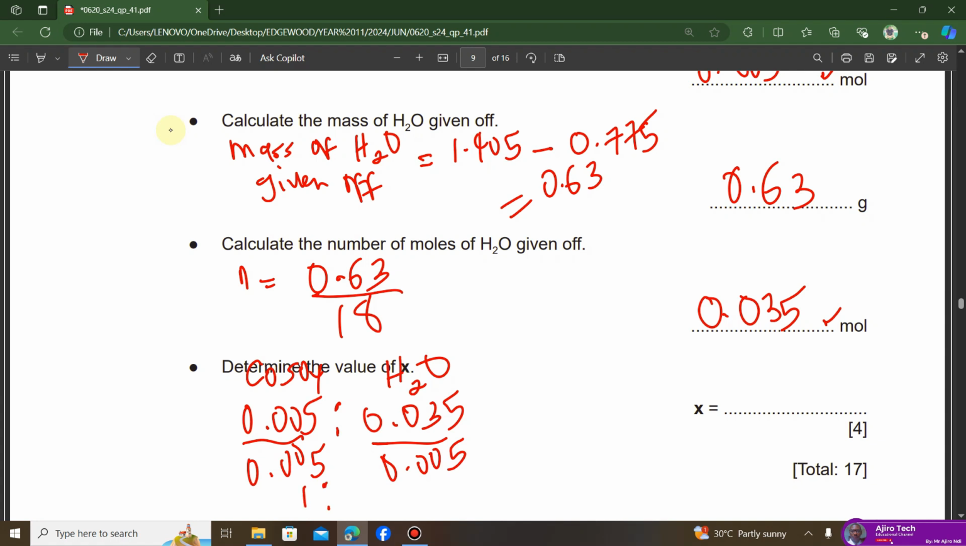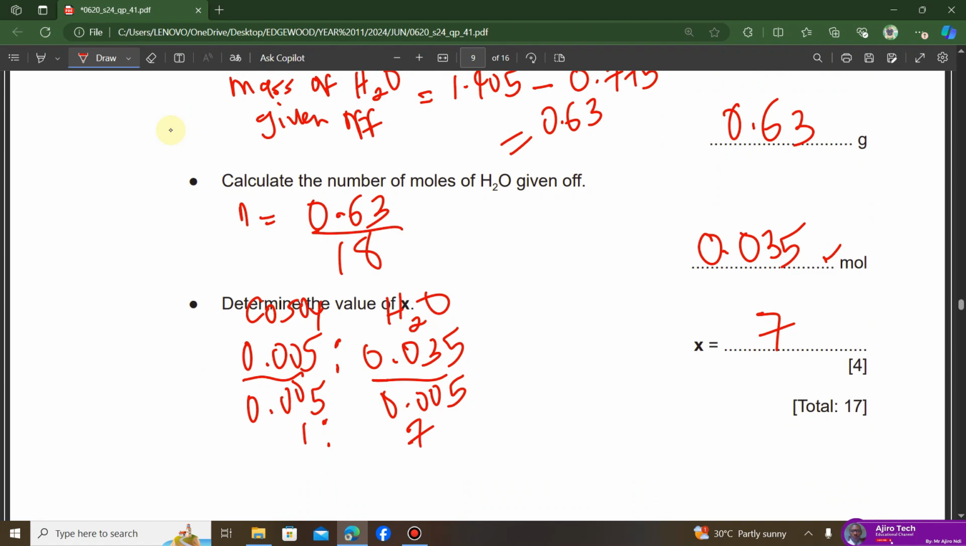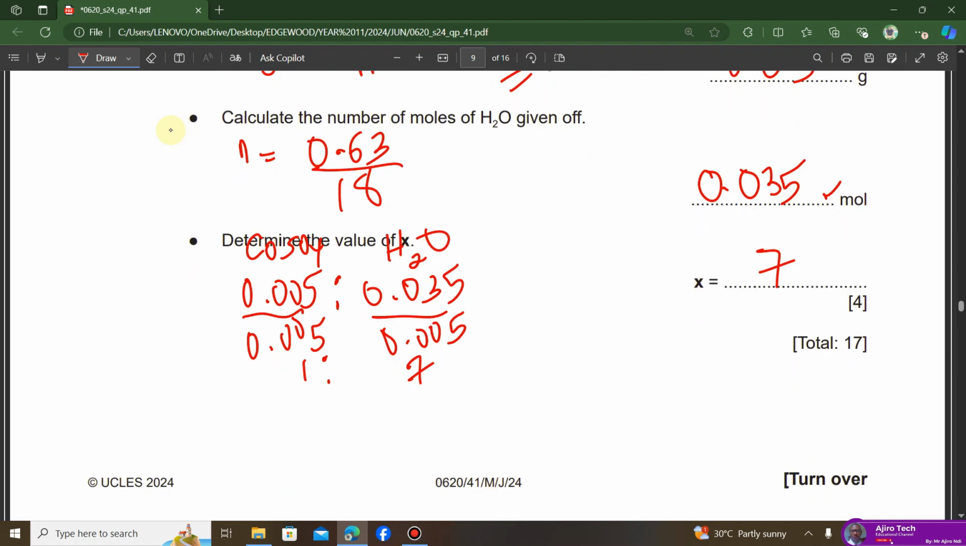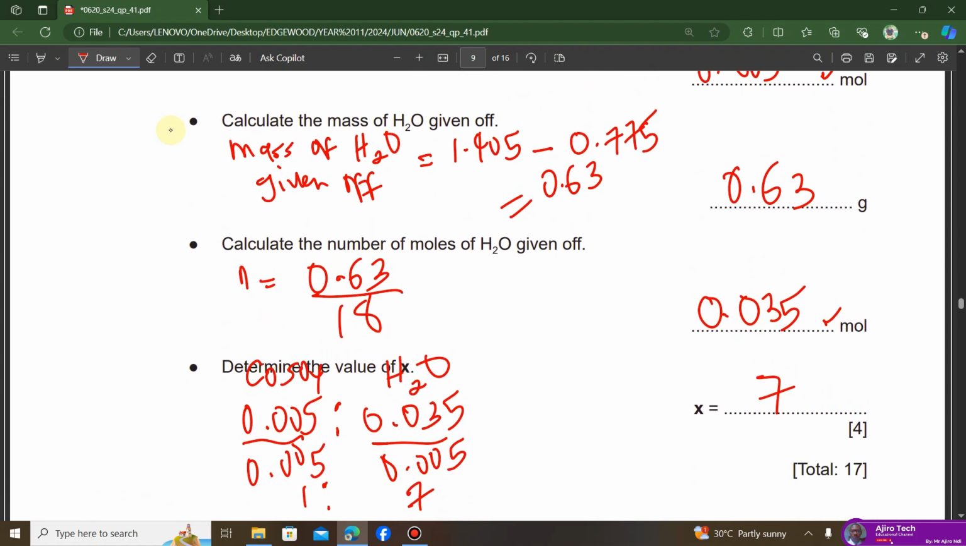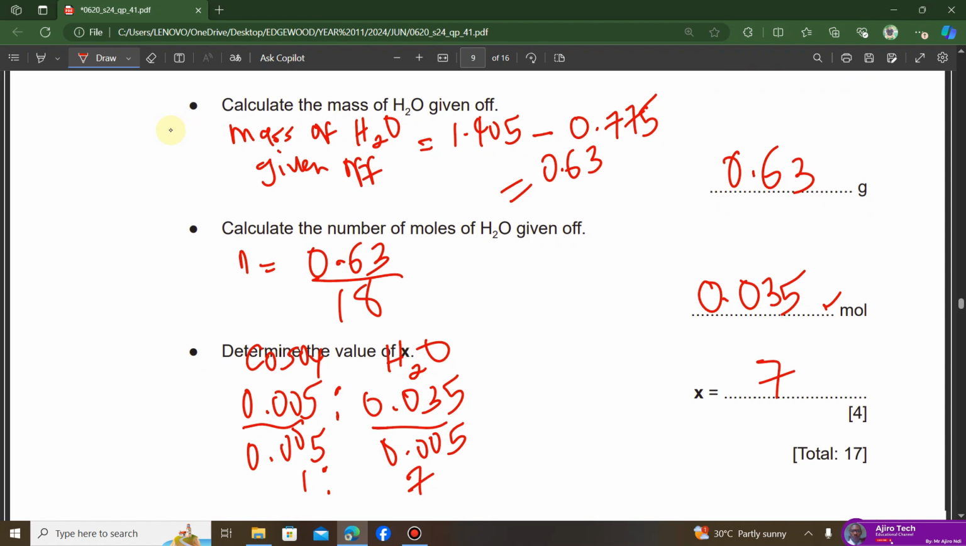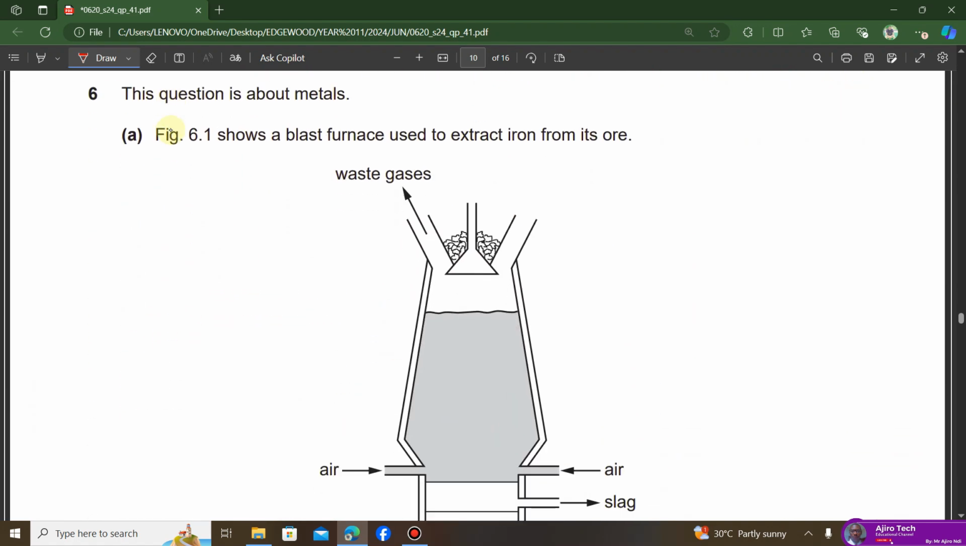So let's divide that. 0.035 divided by 0.005, and I have 7. So that means x is basically 7. So 7 is the answer here. It's as easy as that. All right, so that is the question on this. You could watch the video over and over again to get how it was done. All right, let's move to the next question.